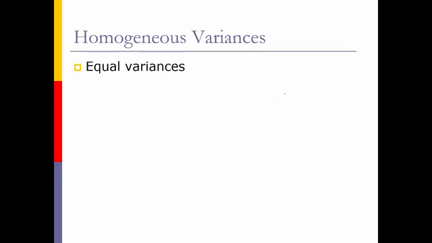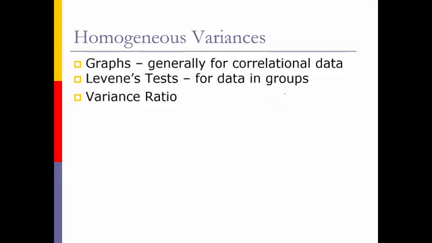All right, next one is homogeneous variances. This just says that we have equal or similar variances. There are three ways that we can look at this. There are graphs, but we usually only use that for correlational data. What we usually do is run the Levene's test.